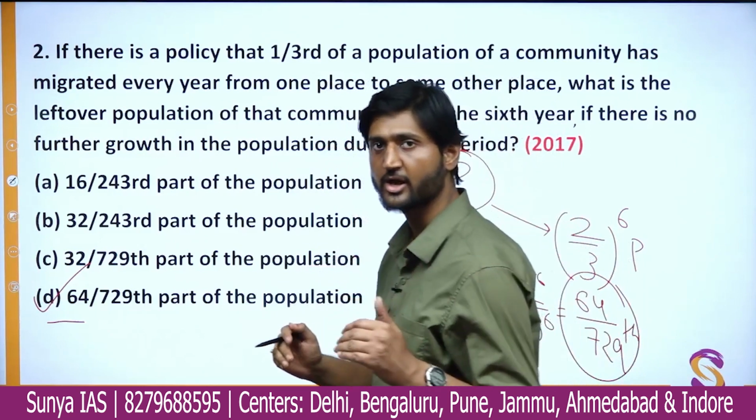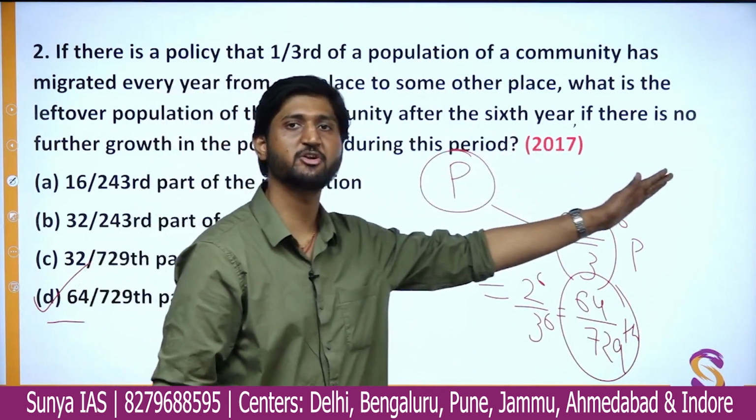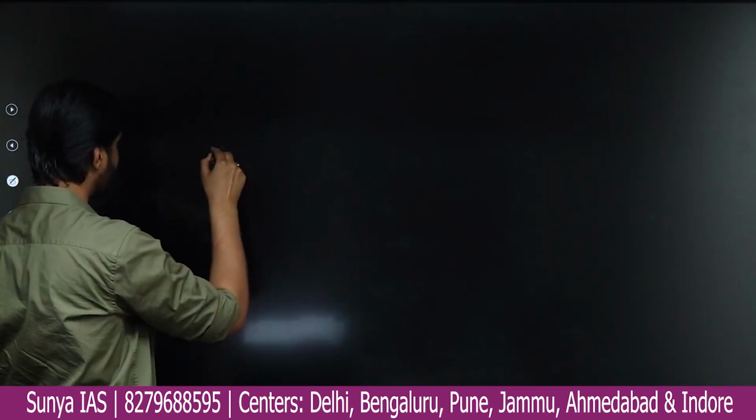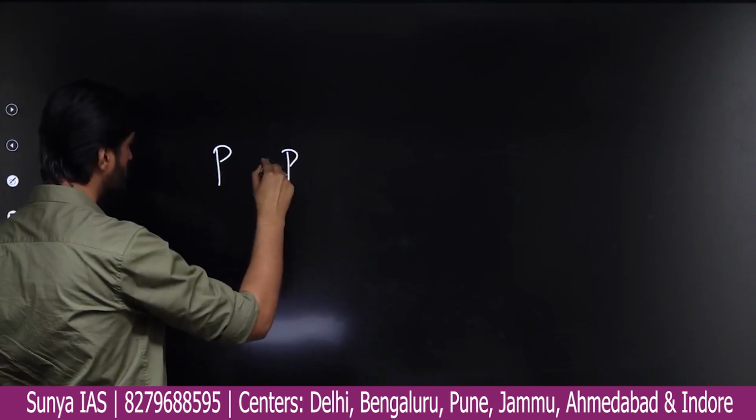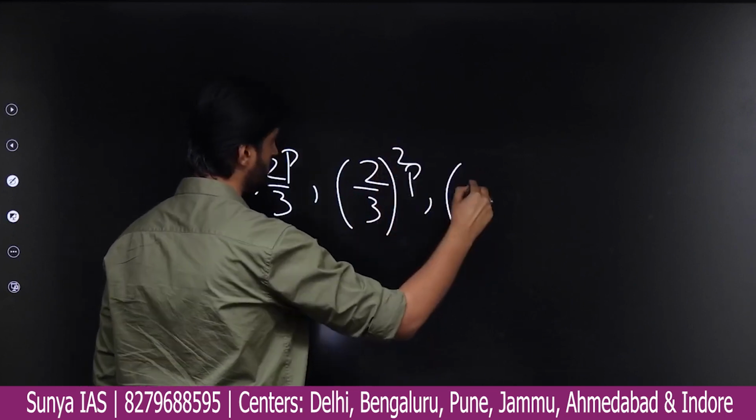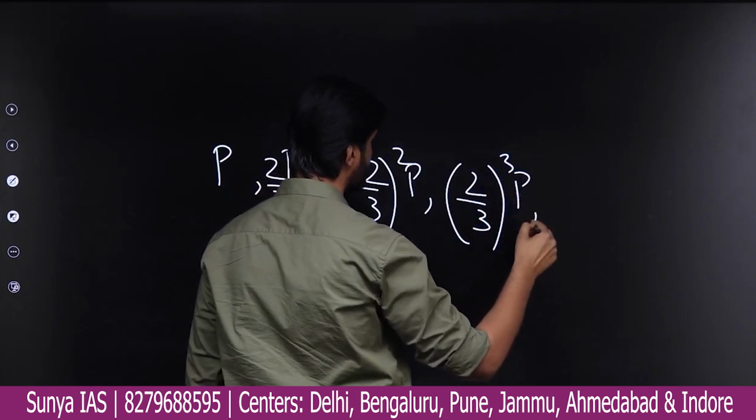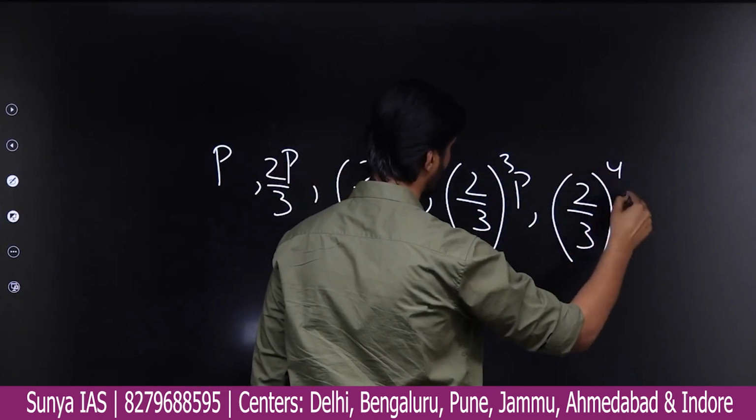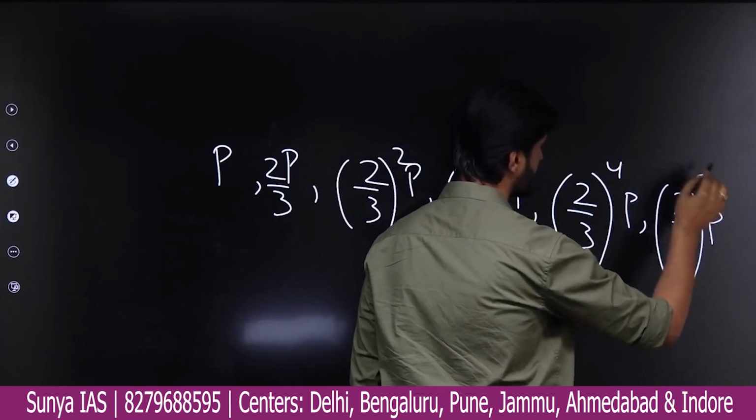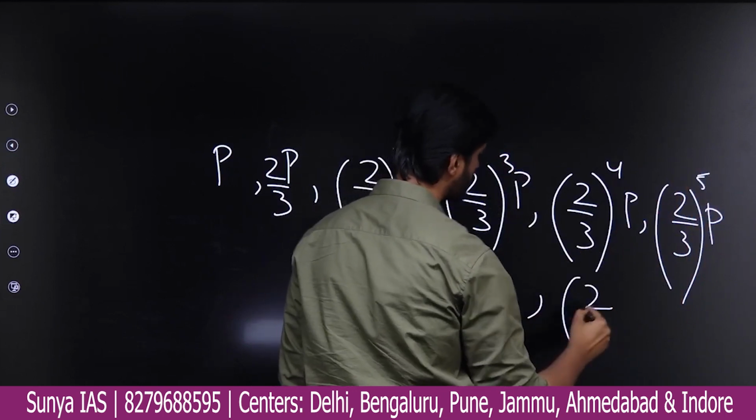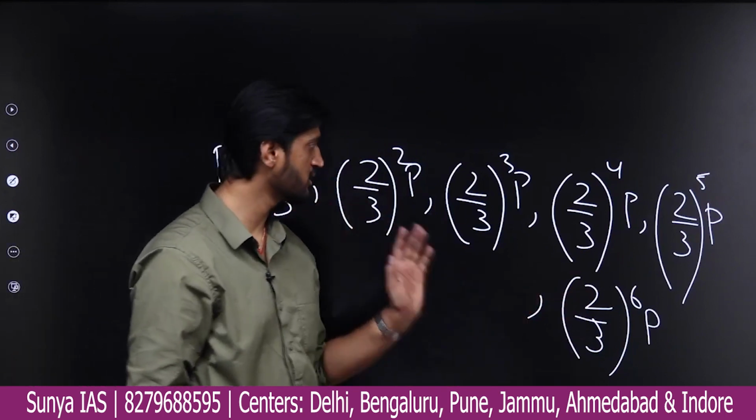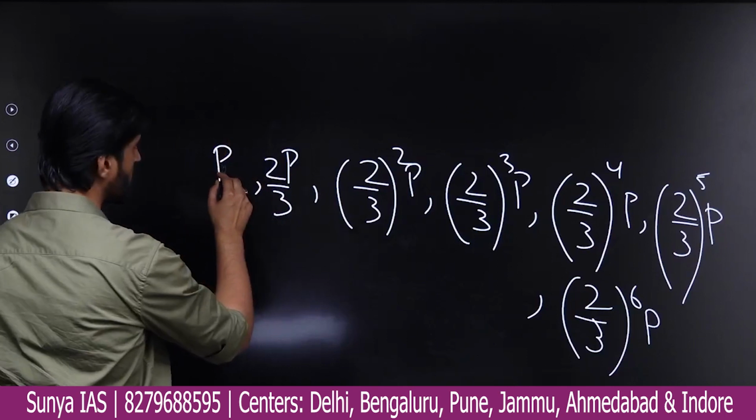So this question is actually having the basic idea of a geometric progression. Each year the population left will be like this. Let me show you in terms of GP. Initially you have P at t equal to 0, then it becomes 2P by 3, then (2/3) squared P, then (2/3) cube P, then (2/3) to the power of 4 P, then (2/3) to the power of 5 P. This is at the end of the 5th year, and at the end of the 6th year you have (2/3) to the power of 6. Okay, so that is the basic idea which we have to follow in this question. This is year 0 and this is year 6.